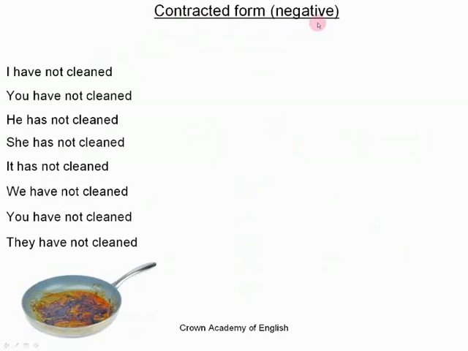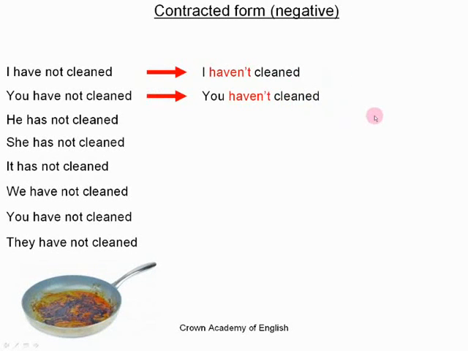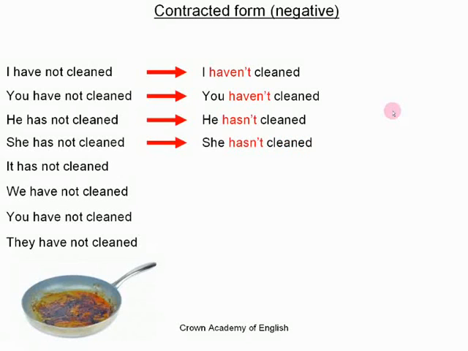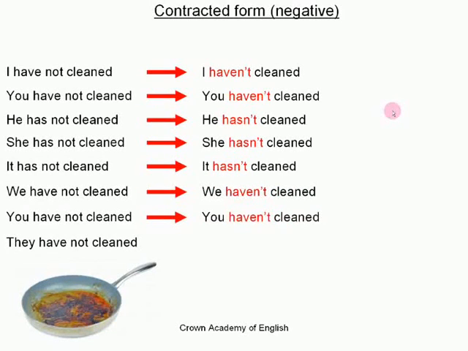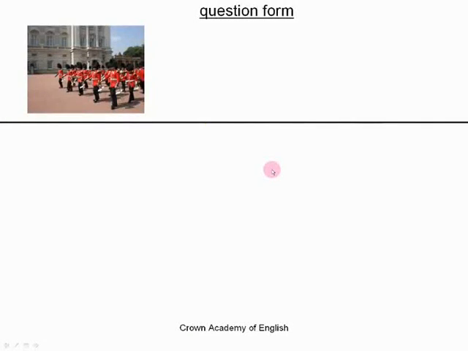Now the contracted form of the negative. I haven't cleaned. You haven't cleaned. He hasn't cleaned. She hasn't cleaned. It hasn't cleaned. We haven't cleaned. You haven't cleaned. They haven't cleaned.